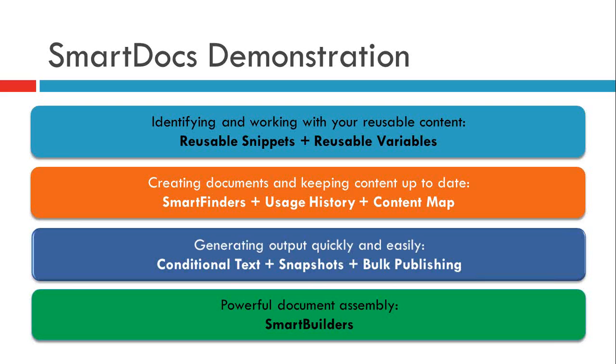So we'll start with reusable snippets and variables, which are identifying and working with reusable content, pulling them into new documents, updating them, etc. Then we'll talk about some of the more automation features, being able to create documents and keep them consistent over time. So with things like Smart Finders, which is one of our document automation features, usage history, being able to track, and then what our content map can provide.